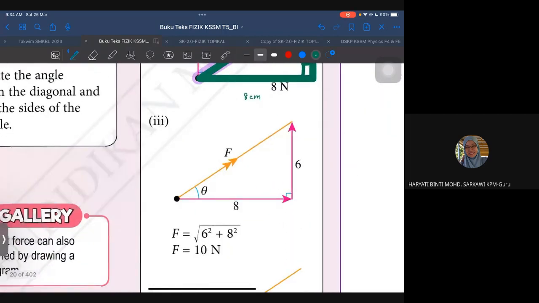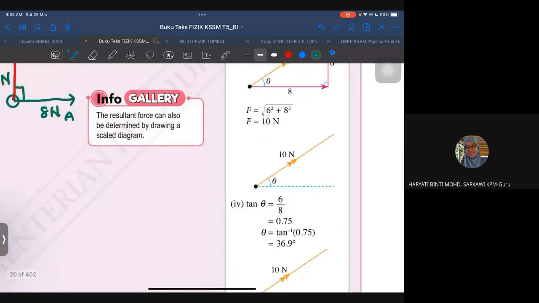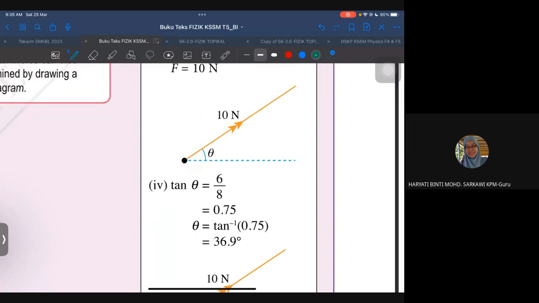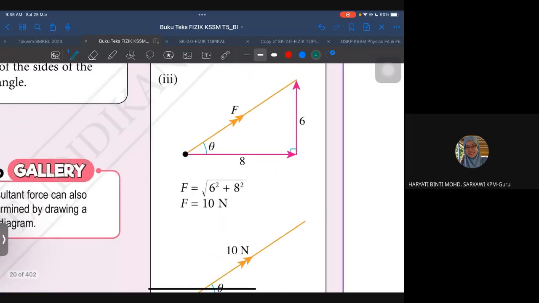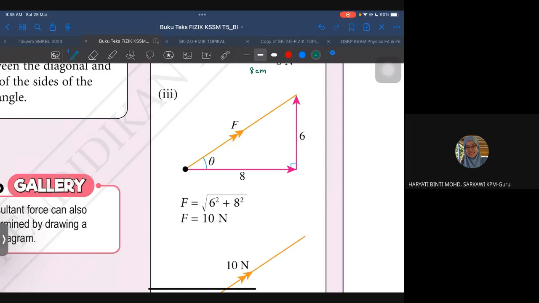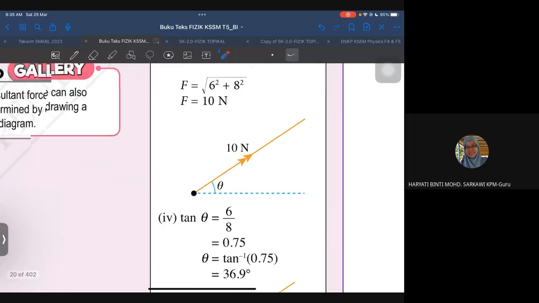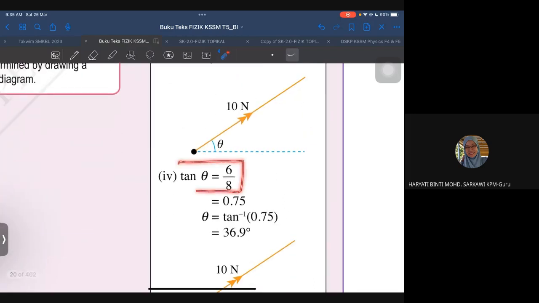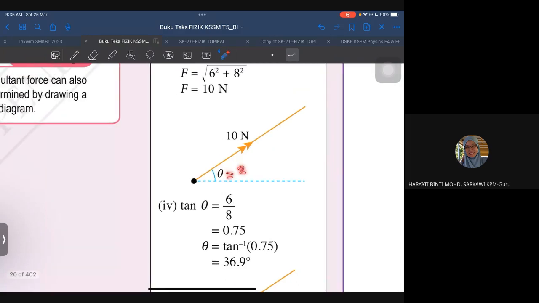But if let's say you want to use calculation, also can. Here, we use tangent. Okay, right? So if let's say you want to know what is theta, since you have 6 newton, you have 8 newton, you can just use the numbers and calculate tangent theta. So it will be opposite divided by adjacent. Okay, so 6 divided by 8, like this. So from here, you can determine theta. The angle is 36.9. So it means that this angle is equal to 36.9.